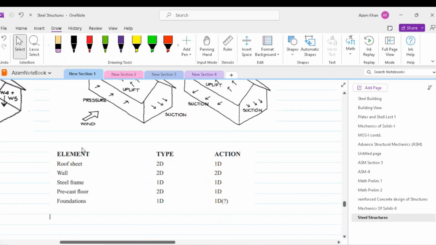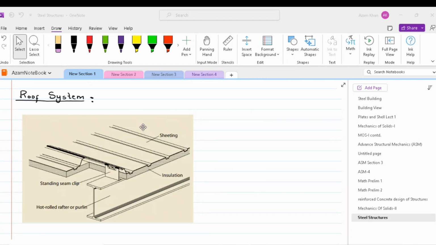In order to further understand the types of the structures and the actions induced by these elements or structures, let us discuss each and every component independently. This will help us to identify the load path and assess the structural behavior of each and every element. So let us discuss the roof sheeting. The roof systems serve as the building envelope and provide stability for the main support structure.